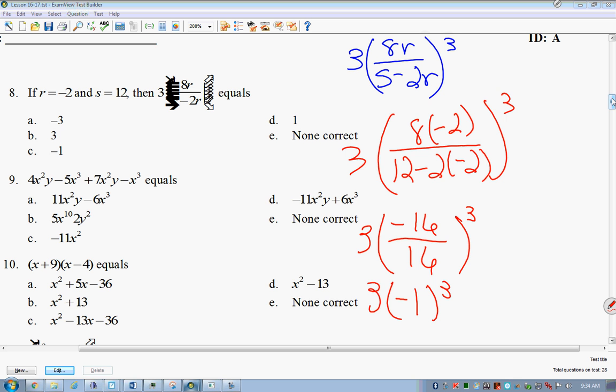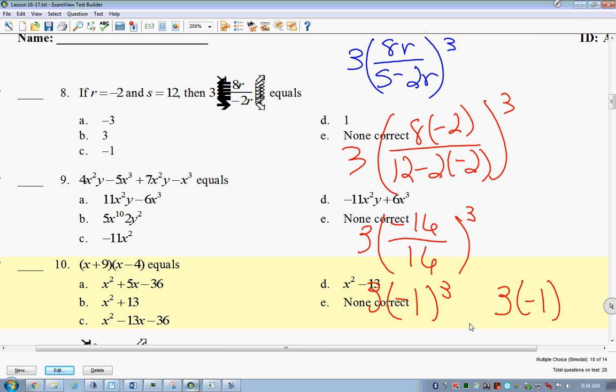All right, so I'm left with 3 times negative 1. So what's my final answer? Negative 3. Okay. Negative 3. Okay. Yep. But that's why we're practicing this.